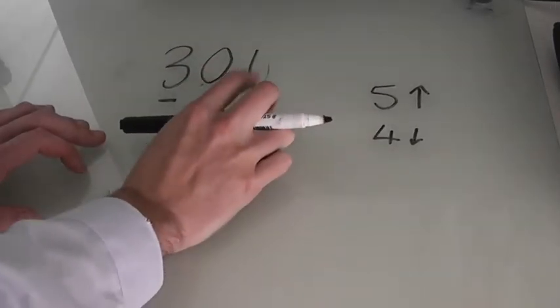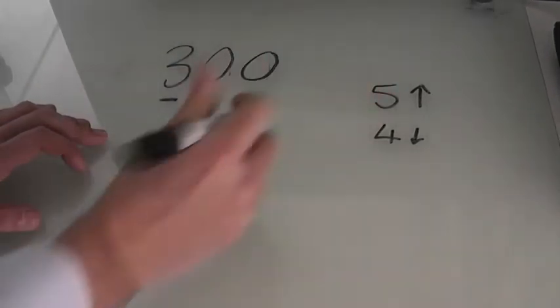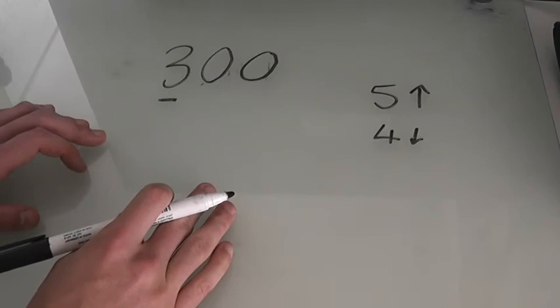What did I say to do with this one? That's it. Get rid of it, ignore it. So we're rounding down to 300. So that is your answer for that one, rounding to the nearest 100.